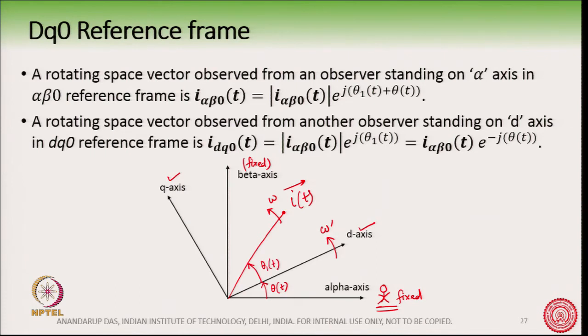Okay. Theta and theta 1, these two are time varying. The d axis is rotating at a certain speed and the space vector is rotating at a certain speed. So, let us make it a little simplified and let us make it the same for the time being. Let us make the d axis and the space vector rotate at the same speed. Somehow we have made it some way.